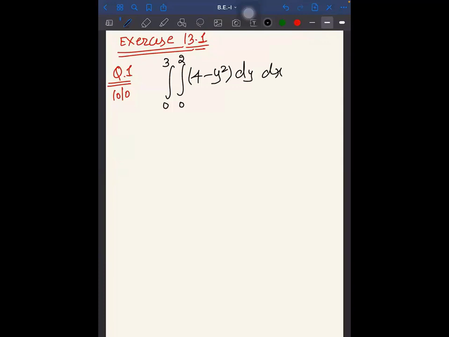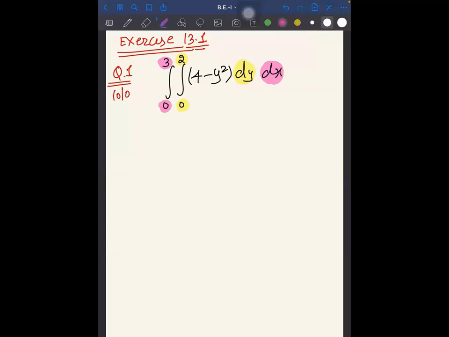Can anybody tell me? See, this is your dy, so these are the limits of y. And this is your dx, so these are the limits of x. Are you with me?